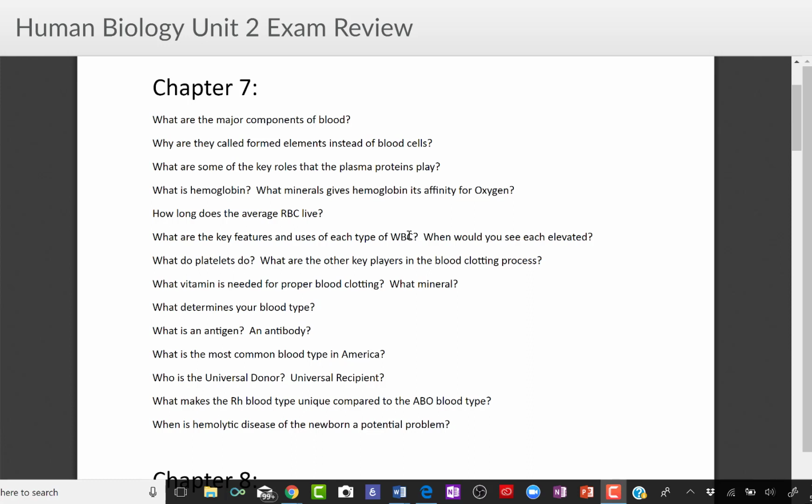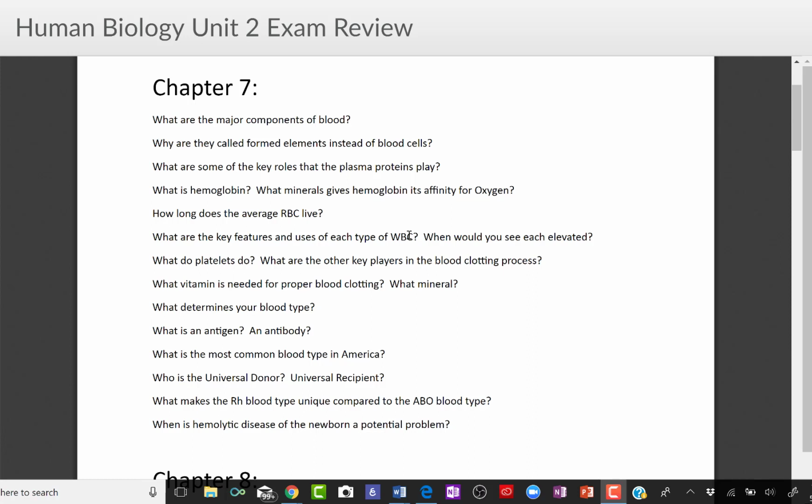Why are they called formed elements instead of blood cells? So it's not plasma and blood cells, it's plasma and formed elements. That's because not all of your blood cells are actually cells. So the best example of that would be platelets. Platelets are actually cell fragments. They came from a huge cell called a megakaryocyte, which sloughed off, let's say, 2,000 or 3,000 of them. But a platelet is not a cell, it's a cell fragment.